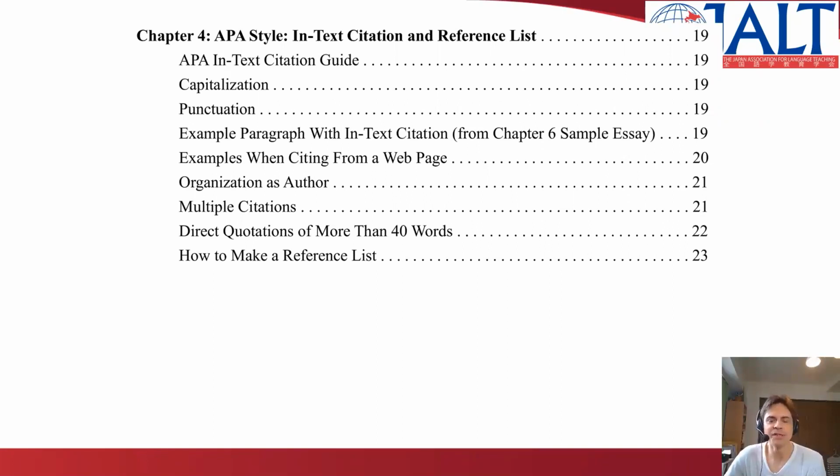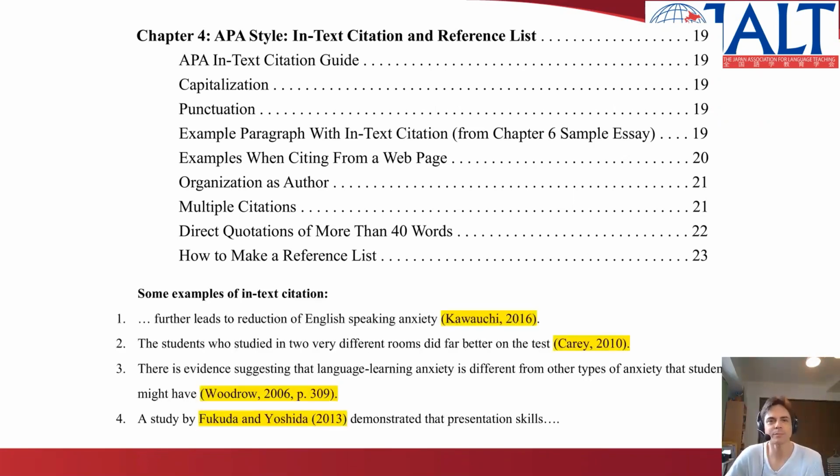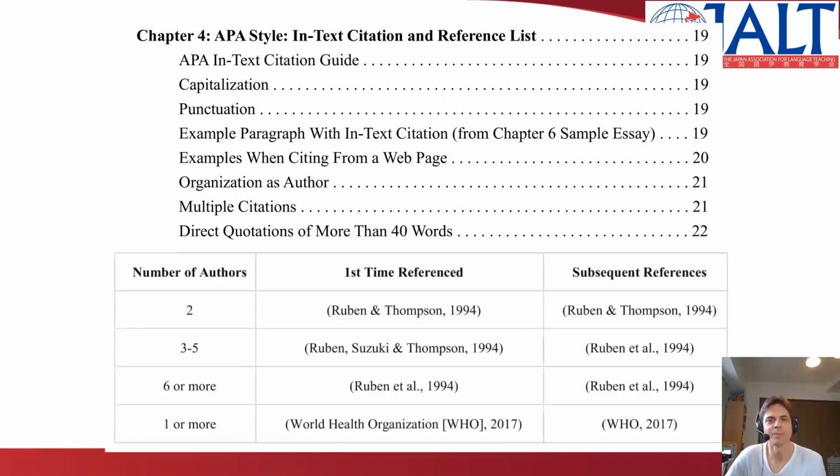Next, chapter 4 is about APA style itself, particularly for in-text citation and the reference list. So there are examples of how to put the author's names into sentences in the essay, as you see at the bottom of the screen, with the citations in yellow. There's also this chart to show how to refer to authors by name, particularly when there are more than one author, and referring to the first time the author's names are mentioned and the subsequent times the names are mentioned.